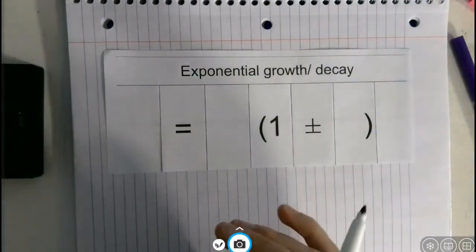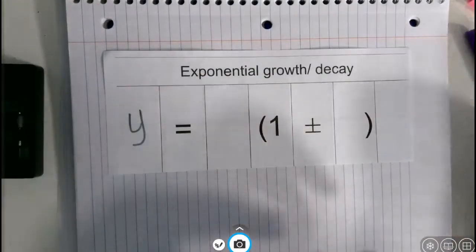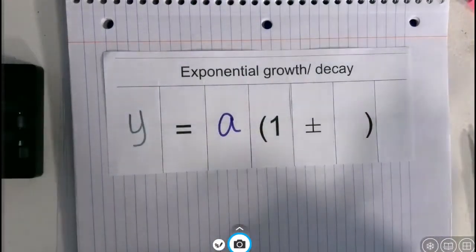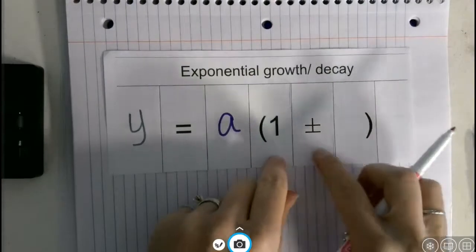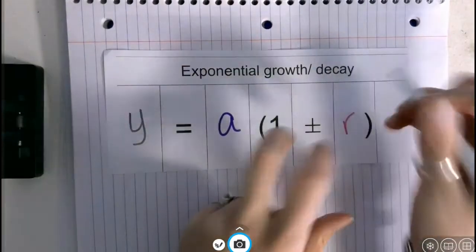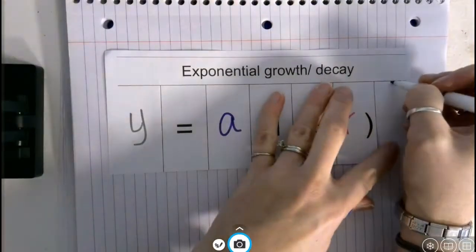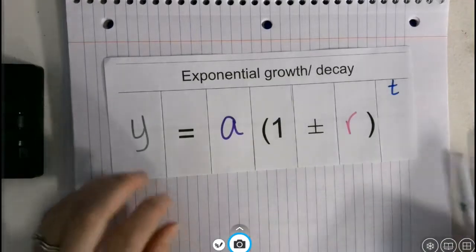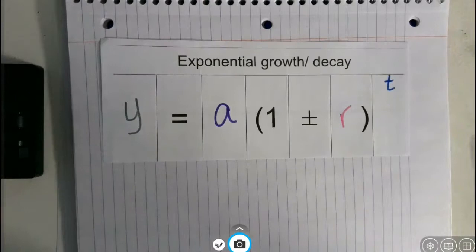So our exponential growth and decay equation, we have y equals, and here's where your colors come into play. Each one needs to be a different color. A, and we'll talk about what they mean in just a minute, times 1 plus or minus r to the t. And remember, this has to be an exponent, so make sure it actually looks like an exponent in your writing. Okay, so I've got y equals a times the 1 plus or minus r to the t. So now let's see what these things all mean.